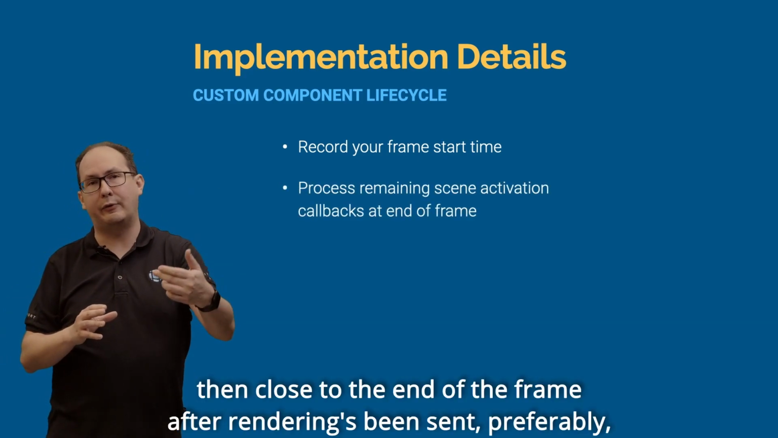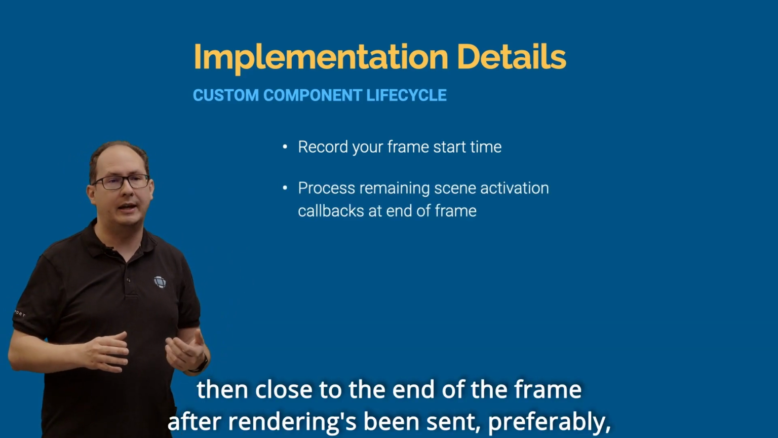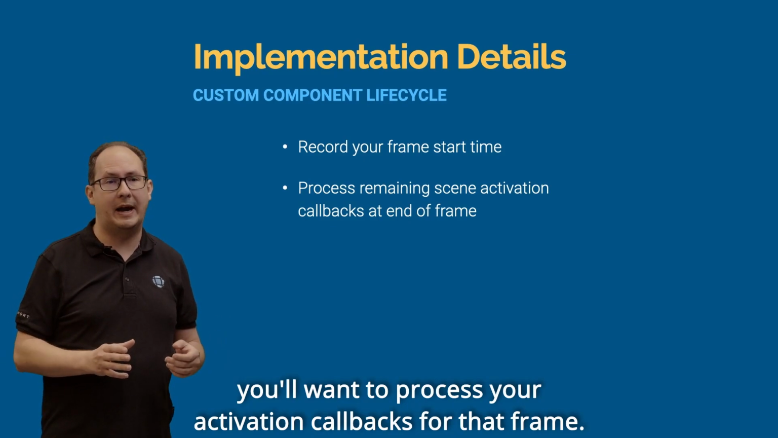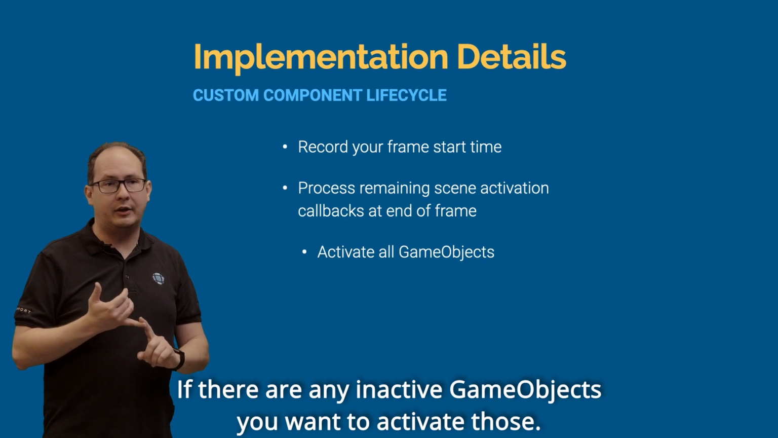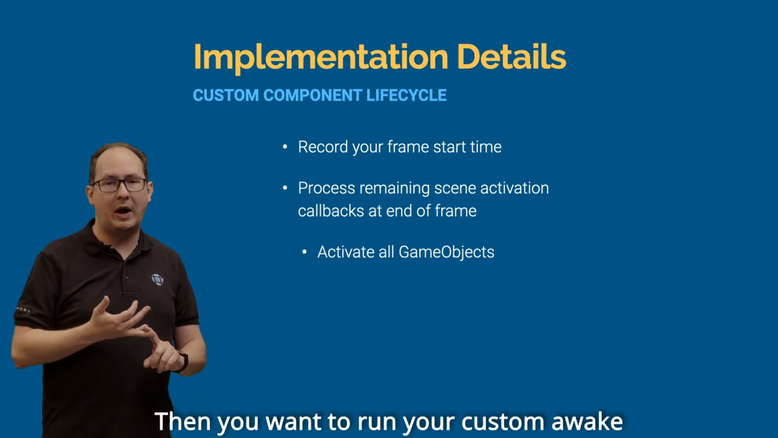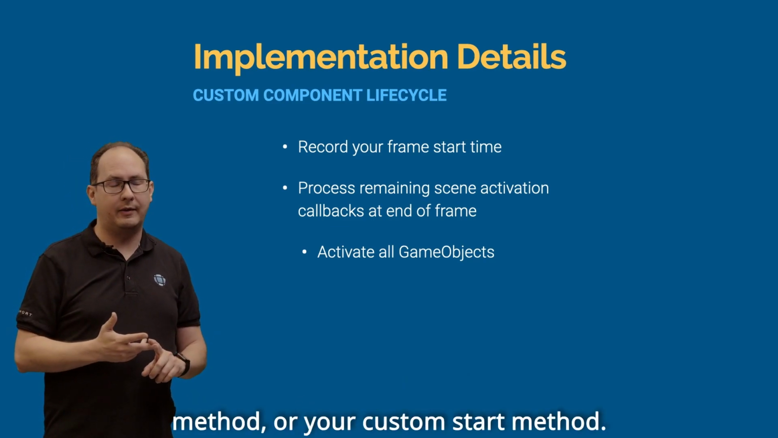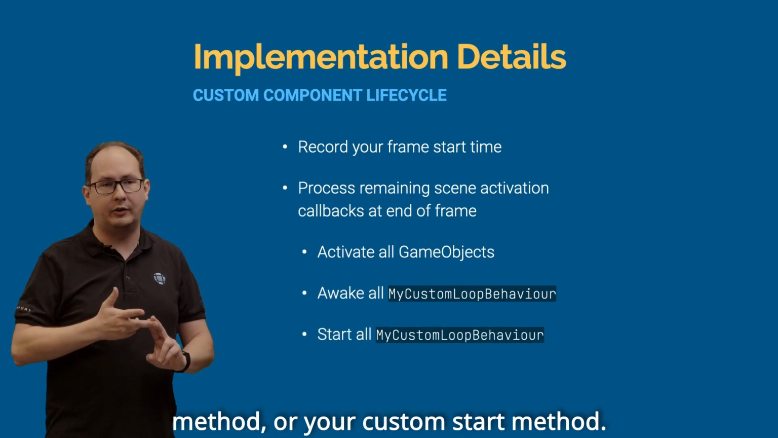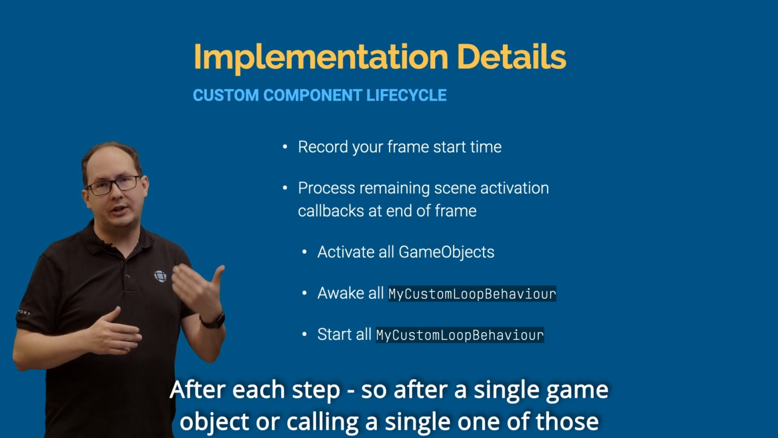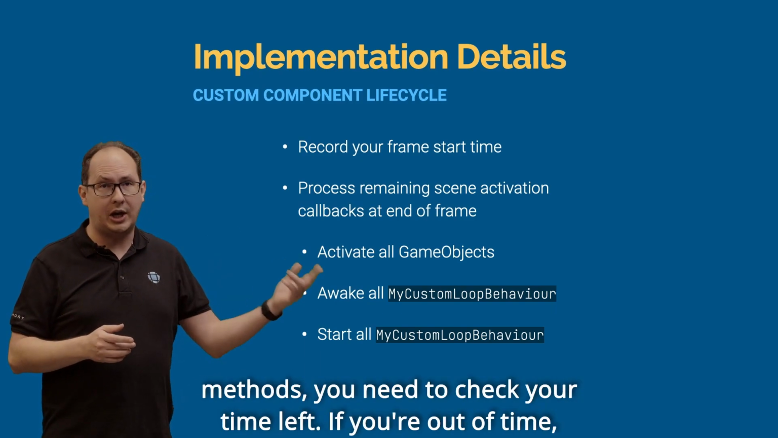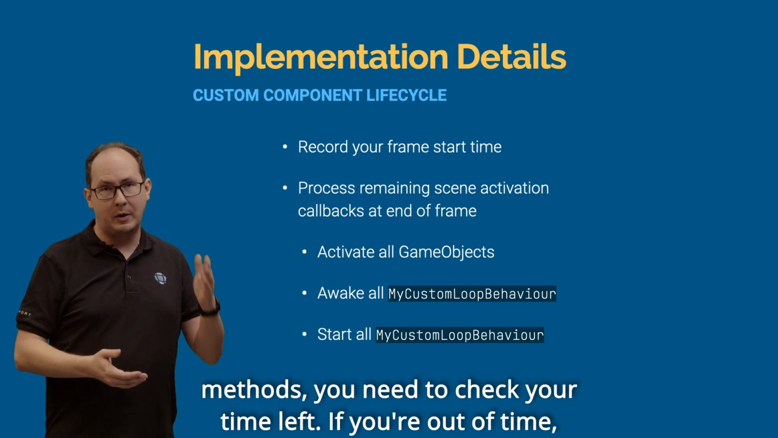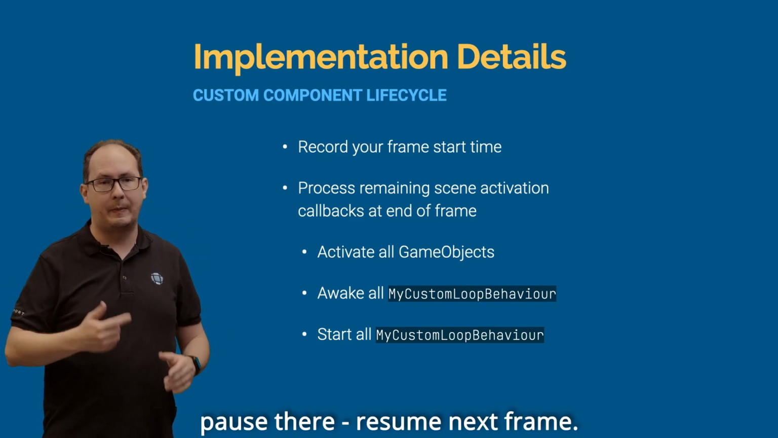Then close to the end of the frame, after rendering's been sent preferably, you'll want to process your activation callbacks for that frame. If there are any inactive game objects, you want to activate those. Then you want to run your custom awake method and then your custom start method. After each step, so after a single game object or calling a single one of those methods, you need to check your time left. If you're out of time, pause there, resume next frame.